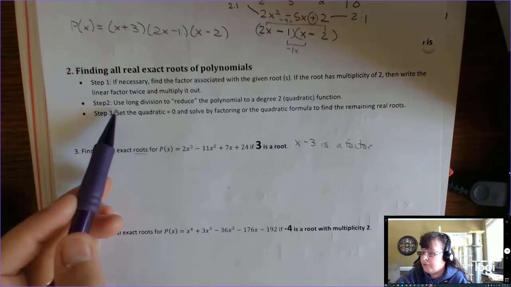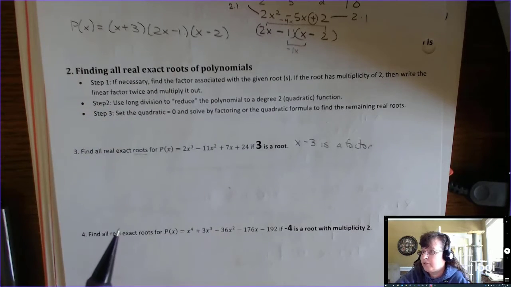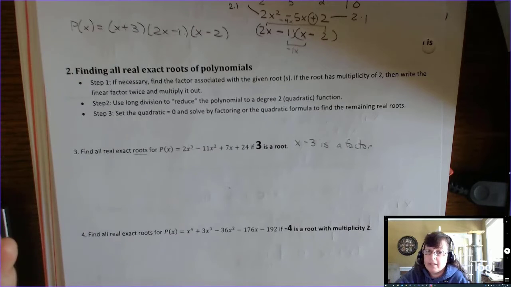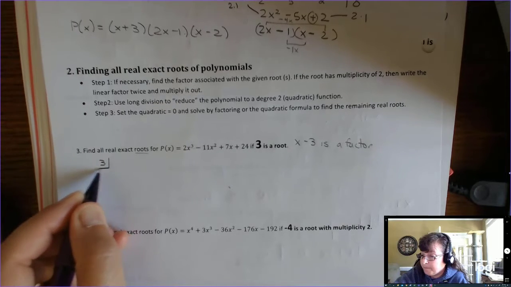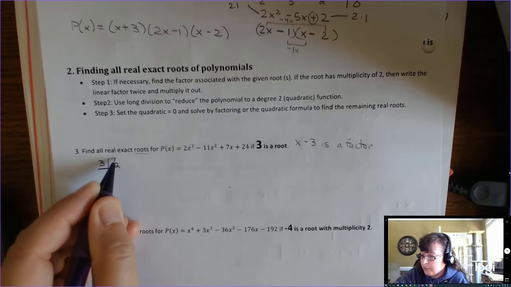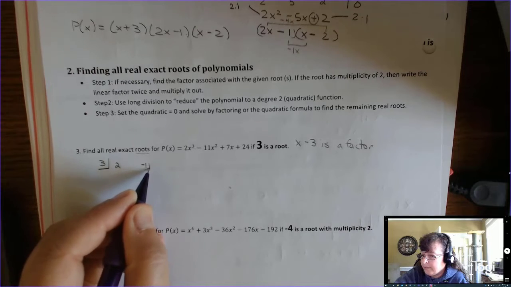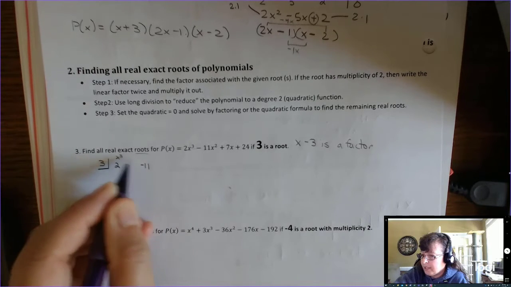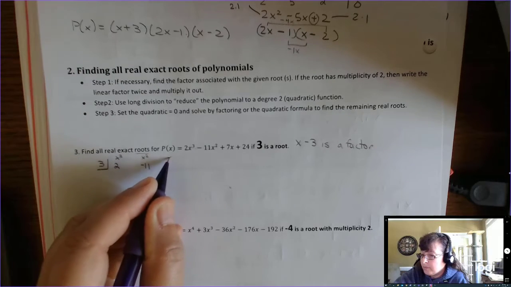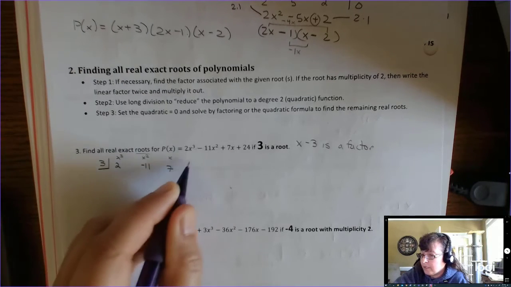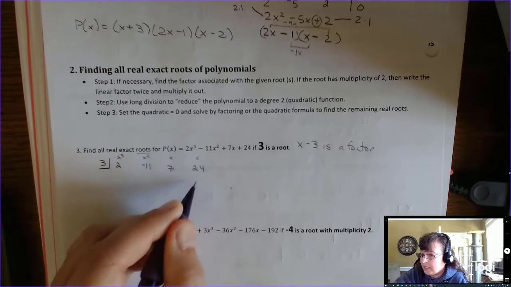And then it says use long division to reduce the polynomial to a degree 2. Well, I'm not going to use long division. I'm going to use synthetic division. Okay, so I'm going to put 3 in the blank. And then we have a 2 for the x cubed term and a negative 11 for the x squared term. And I keep doing this. I wish there'd be an example with a missing term. If there was a missing term, you'd have to put 0 down. So far we haven't had any missing terms.